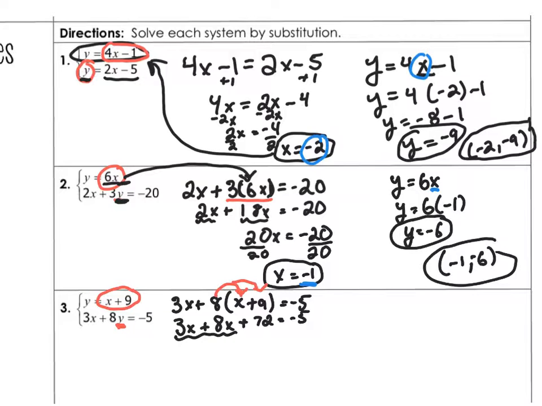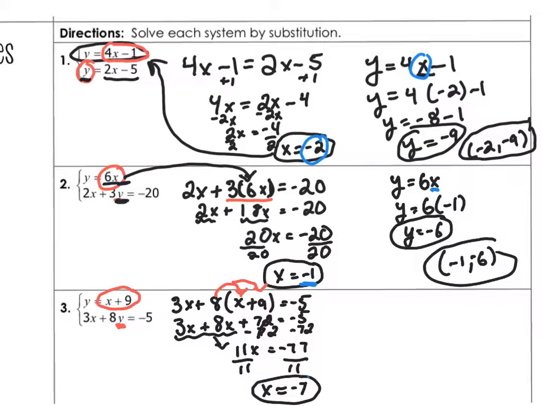I'm going to combine my x's, and then I'm also going to subtract the 72 to both sides. Okay, so I combine my x's, I get 11x, and then this cancels out. Negative 5 minus 72 is negative 77. Last step, divide by 11. X equals negative 7.